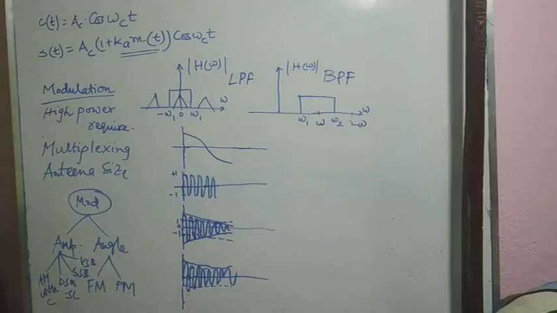What is done in the modulation scheme? In the modulation scheme, what we do actually, the amplitude or frequency or phase of the carrier signal is varied, is modified, or is modulated in proportion to the message signal.